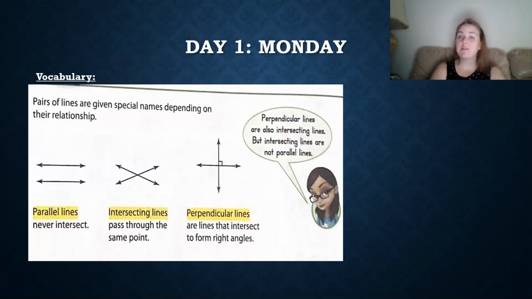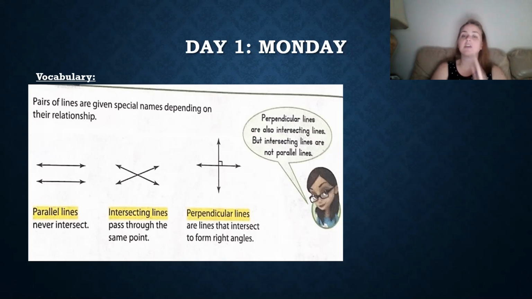Okay, so our vocabulary for today. There are 3 types of lines that we're going to learn about today: parallel lines, intersecting lines, and perpendicular lines. Parallel lines, you can see it says they never intersect. That means they don't cross and they don't touch. So parallel lines go on and on forever and don't touch.